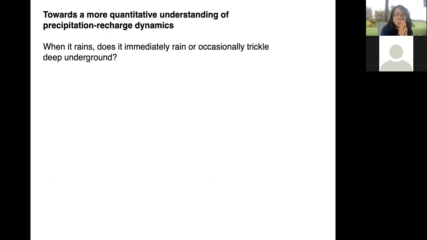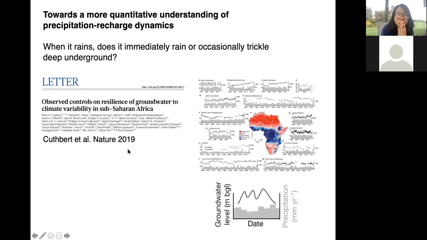So going forward, we want to also think about how this new updated model is able to help us address more quantitatively the precipitation recharge dynamics. What I mean by that is simply the question: when it rains in the atmosphere, does it immediately recharge, or only occasionally trickle deep underground? This question was really motivated by the recent study I mentioned earlier in sub-Saharan Africa, where they dug out about 30 years worth of records of groundwater table versus rainfall records, and simply asked how these two correlate.